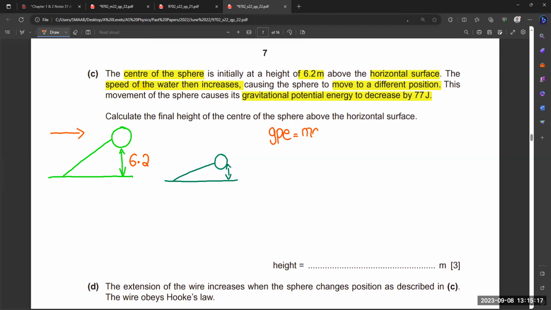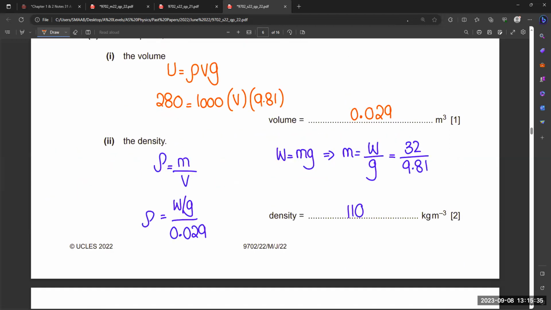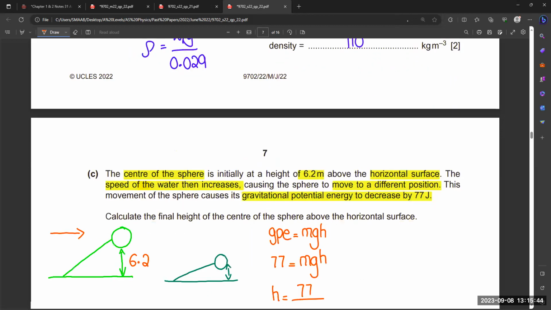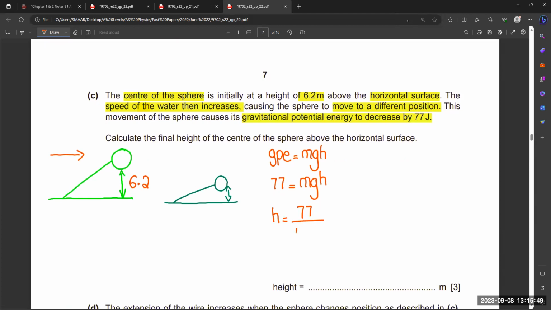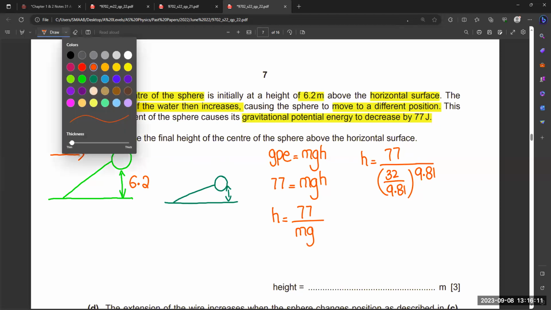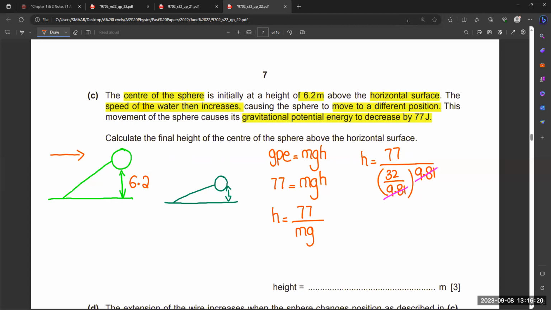So to find the height, what we can do is energy divided by mg, where energy is 77. So 77 divided by the mass, which we already calculated. So basically, you need to divide 32 by 9.81. But we need the mass. So we need to do 32 divided by... it will automatically cancel out, because for the mass, they will cancel out each other, because it's the gravitational acceleration. So finally, you just need to divide 77 by 32, and you will get 2.4.